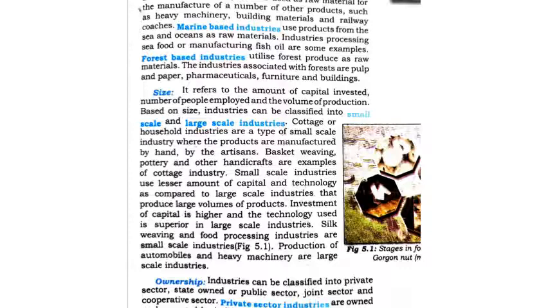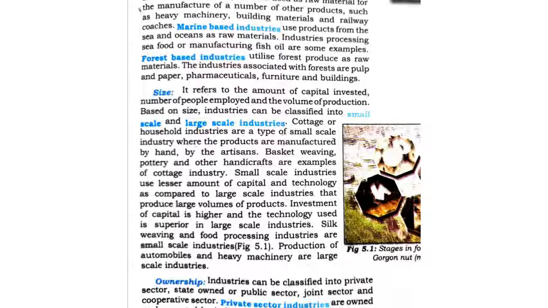Examples are silk weaving and the small food processing industries, which are small scale industries. Production of automobiles and heavy machinery are the large scale industries. So these are some differences between small scale industry and large scale industries. So this is very easy also.